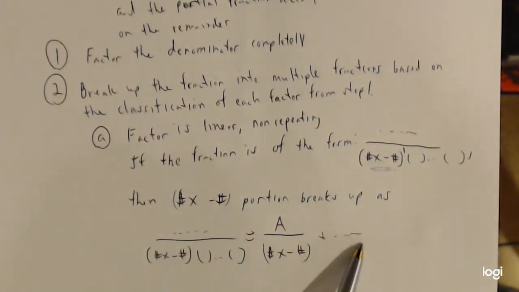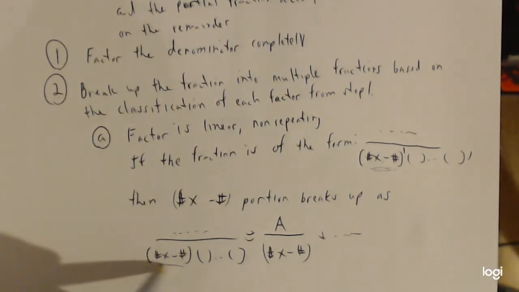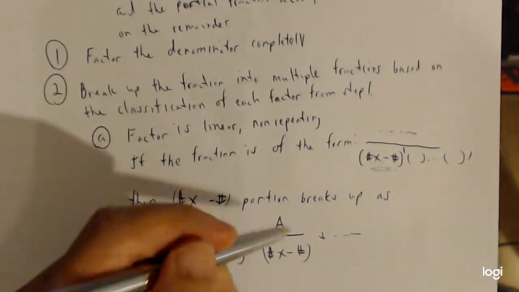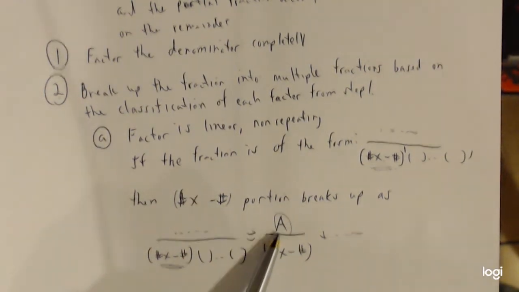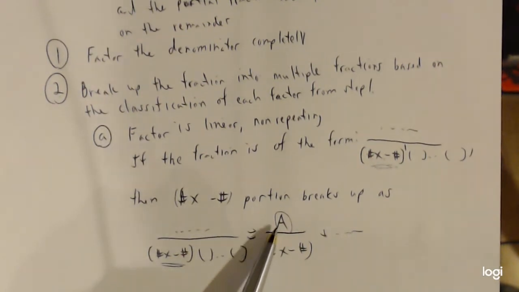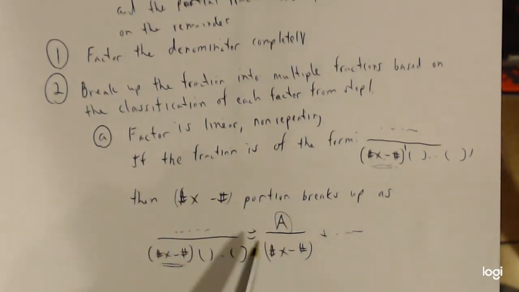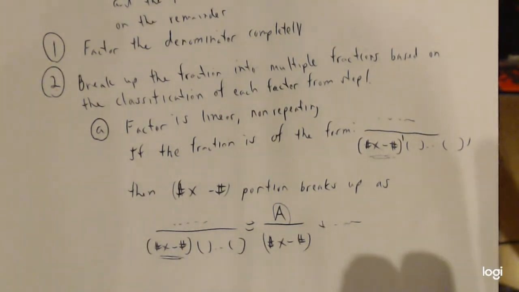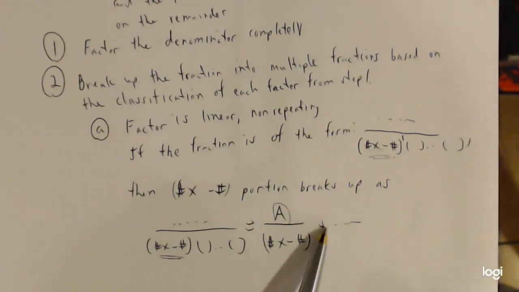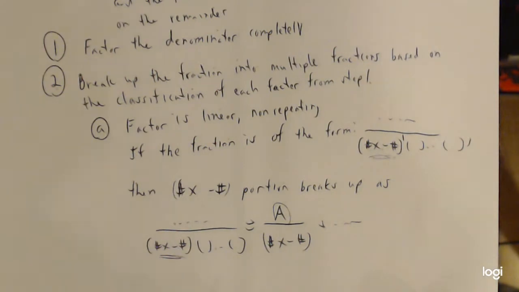Now, what are the other stuff going to be? Well, it depends on all these other factors. So all I'm saying is this factor will just break up into that. Now, what's A? A is a constant. And what's our goal going to be eventually? Our goal is going to be to find that A, to figure out what A needs to be. Okay? So that's what's happening here for the linear case. So if it's linear non-repeating, that part is going to break up like that. Now this plus the dot dot dot stuff, that's how the other factors are going to be broken up.